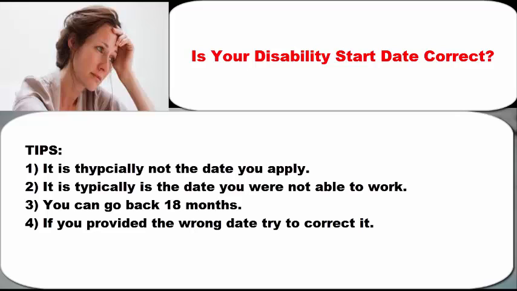So when you're helping someone fill an application out, what date are you telling them to put on there? Well, that's part of the interview process when you talk to somebody about representing their disability cases. You should be looking for, well, when did they stop working?